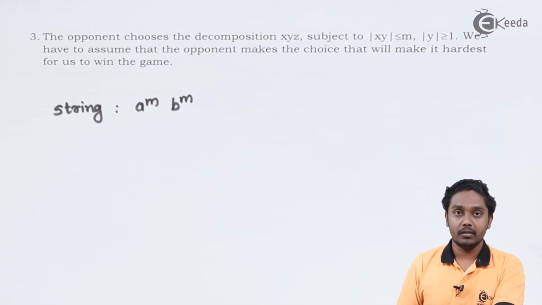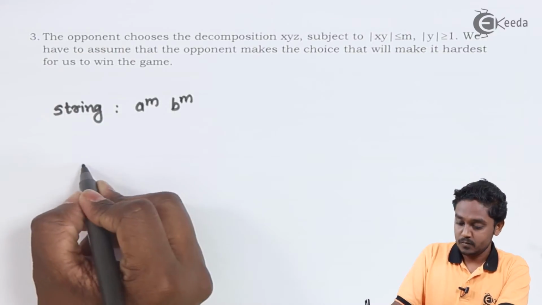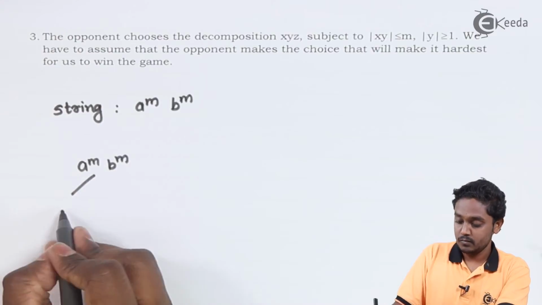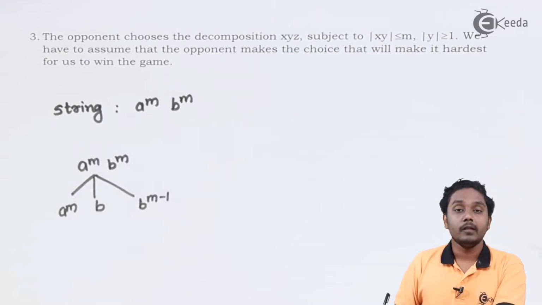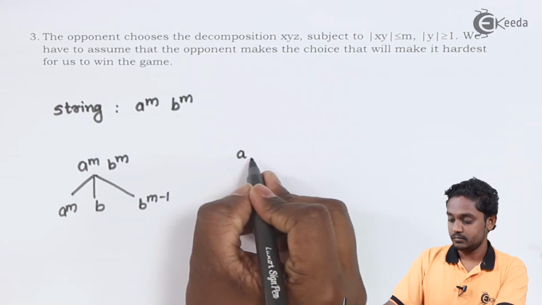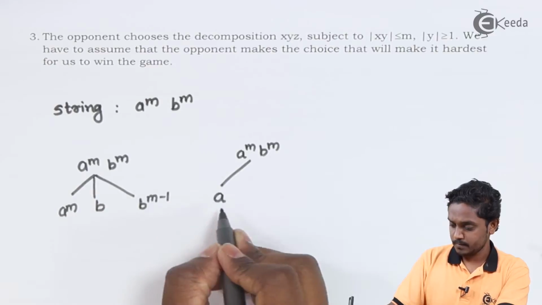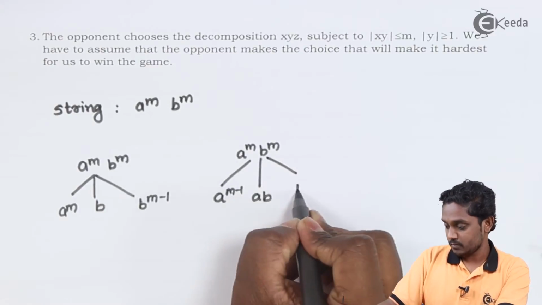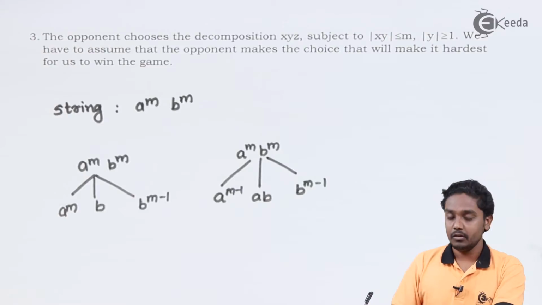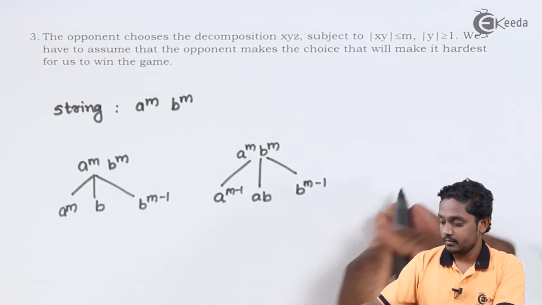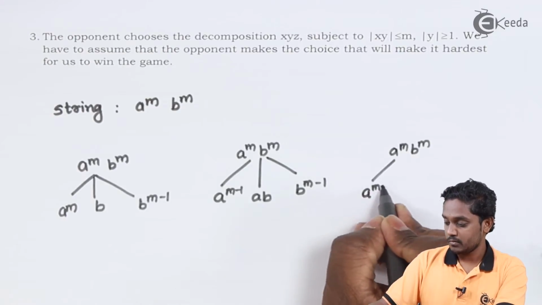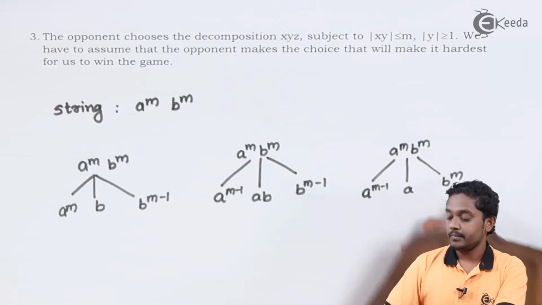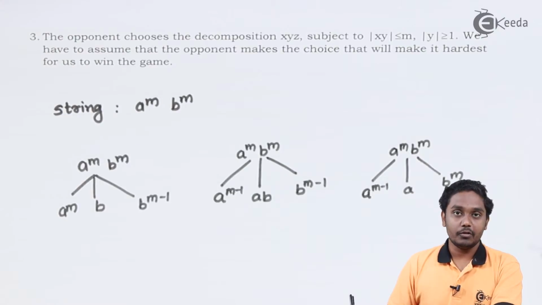How do we decompose? Let us see some of them. This could be one decomposition. This could be another decomposition, or we may come up with more decompositions. You can make more and more decompositions and try to analyze the pumping lemma, but I have taken three examples over here.